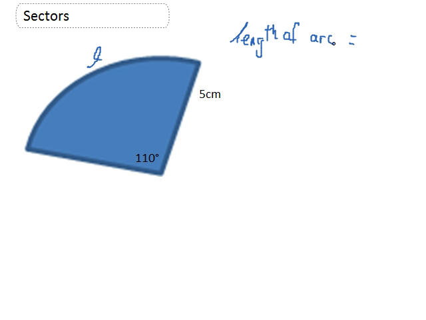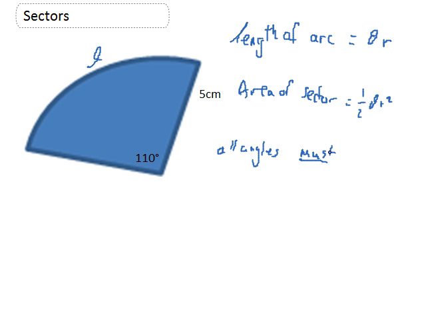and that formula is that the length is the angle times the radius, and the area of the sector is a half the angle times the radius squared. However, for this to work, all angles must be in radians. So you cannot have an angle in degrees.